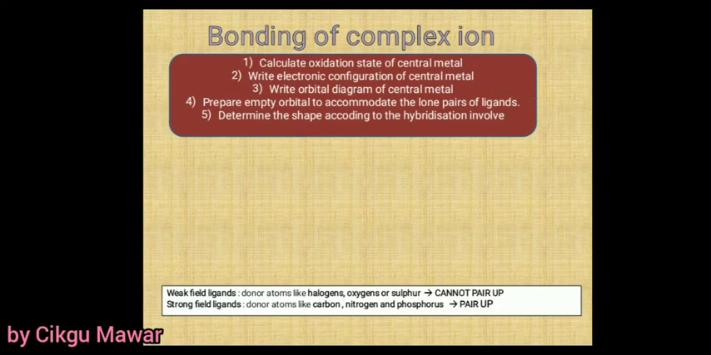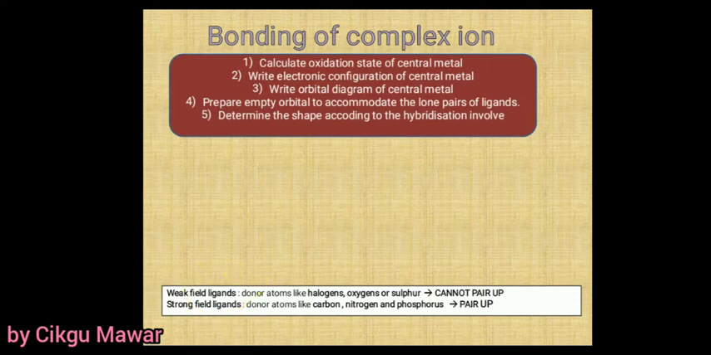How many ligands will enter the central metal? So we must prepare the empty orbitals. Then we determine the shape according to the hybridization involved. And don't forget that the formation of bonding in a complex ion depends on the strength of the ligand, whether it is a weak field ligand or a strong field ligand.